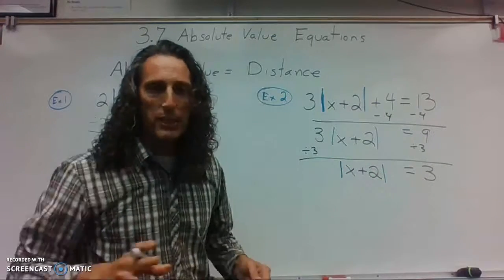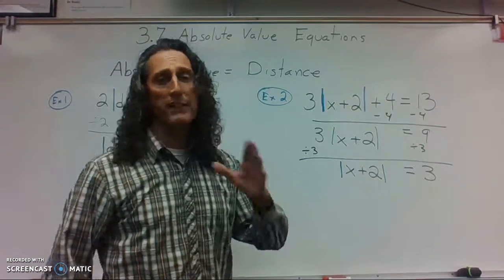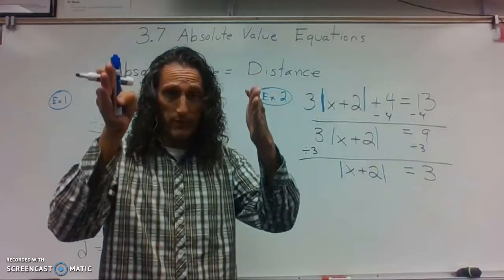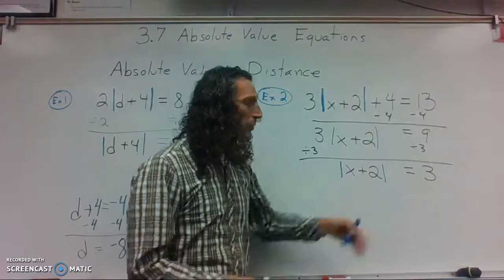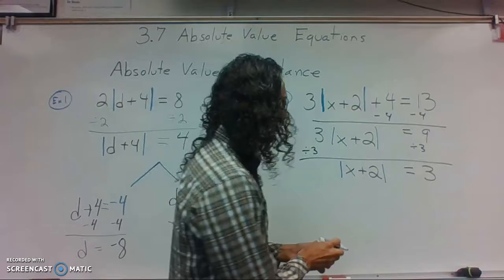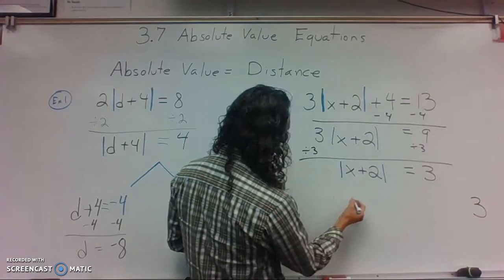So everything I just did was just to get the box by itself. That's the first thing when you do absolute value, is get that box by itself, right? Once you get that apart, then it tells you that your answers have to be 3 spaces away. So one's going to be positive 3, one's going to be negative 3.